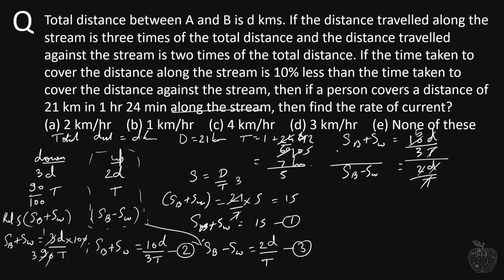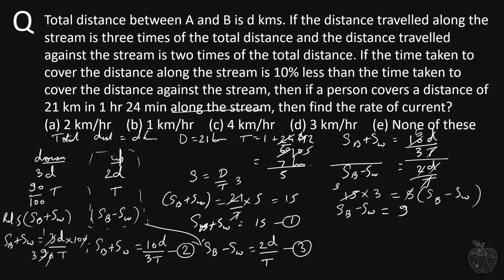Again, we know the value of SB plus SW. We have just calculated it in equation 1. SB plus SW is 15, so let's substitute it here. We get 15. This 3 here will go to the left hand side and get multiplied with 15. So we get 15 into 3 is equal to, this SB minus SW will go here and get multiplied with 5. So we get 5 times SB minus SW. This is what we get after simplification. So SB minus SW is equal to 45 divided by 5, which is 9.